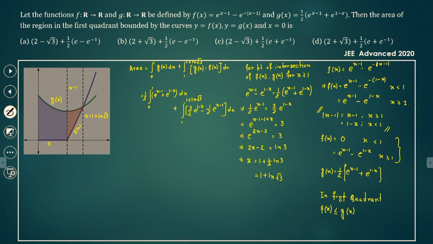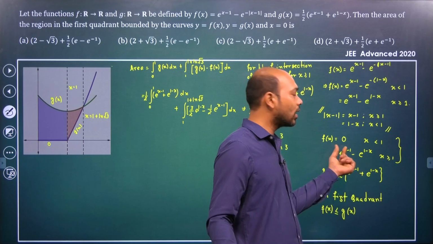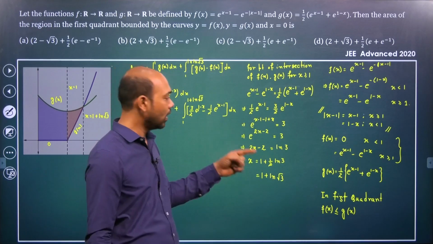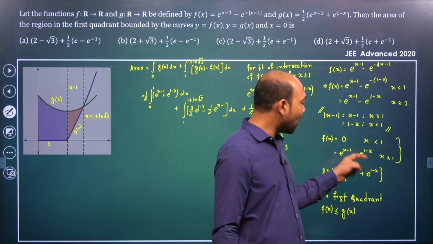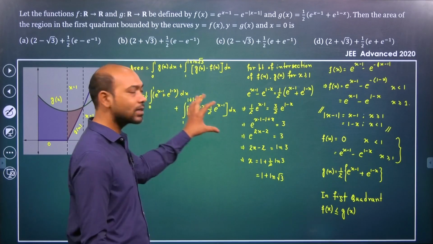See what we performed here, g(x): e^(x minus 1) and minus of that, so it gives you minus 1/2. I just wrote it, it became 1/2 plus e^(1 minus x), so that gives me the 3/2 x. So everything is an integration.